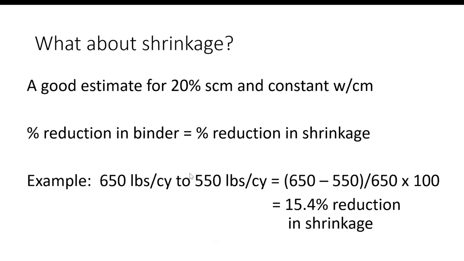But how would I recommend or estimate how much shrinkage I'm reducing? Because shrinkage means cracking. Cracking is bad, right? So if I have 20% SCM in my mix, like a fly ash, and I have a constant water to cement ratio, what I have found, and this is a rough estimate, is that the percent reduction in binder is about the same percent reduction in shrinkage. So if you go from 650 pounds down to 550 pounds, that's about a 15% reduction in shrinkage that you can expect. That might help you make decisions on the durability side.